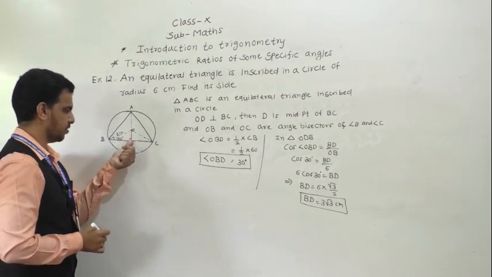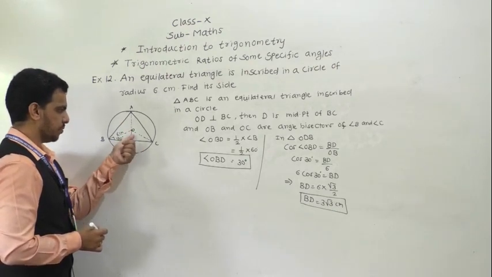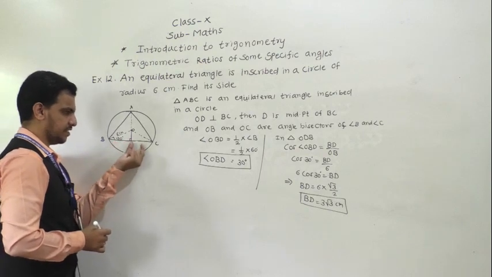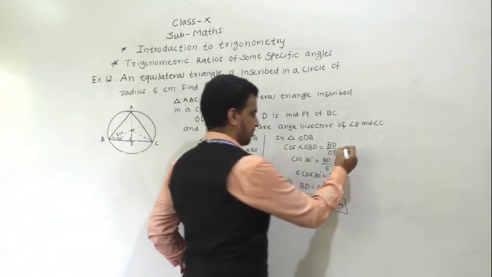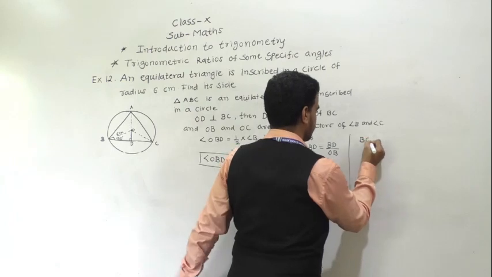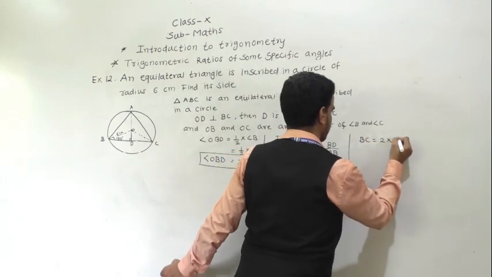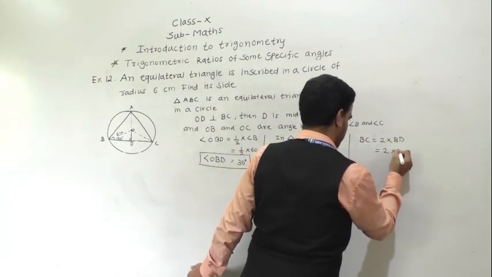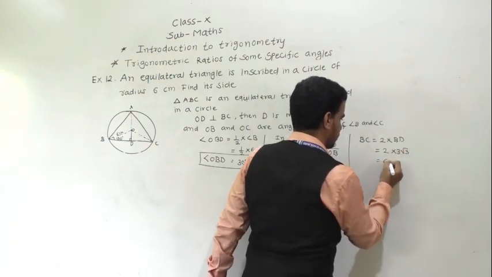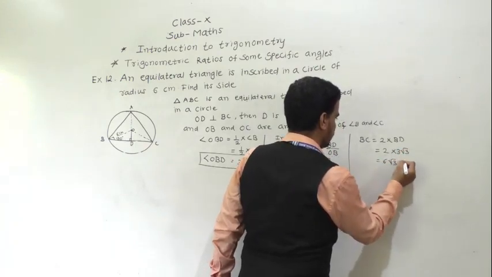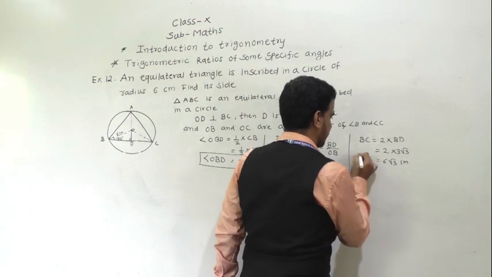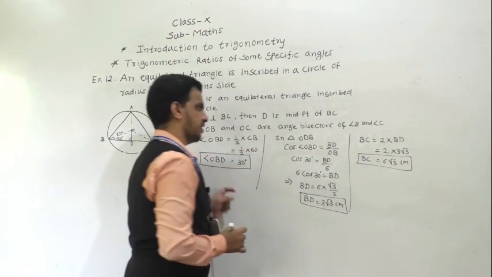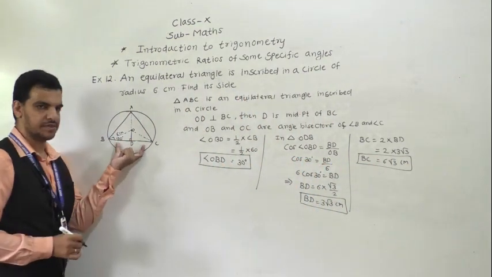Because OD is perpendicular and BC is a chord, the perpendicular bisects the chord, which means BD and DC are equal. So we can write BC is equal to 2 times BD, that is 2 into 3 root 3, so 6 root 3. So BC is equal to 6 root 3 centimeter, okay? So the side of the equilateral triangle is 6 root 3 centimeter, okay?